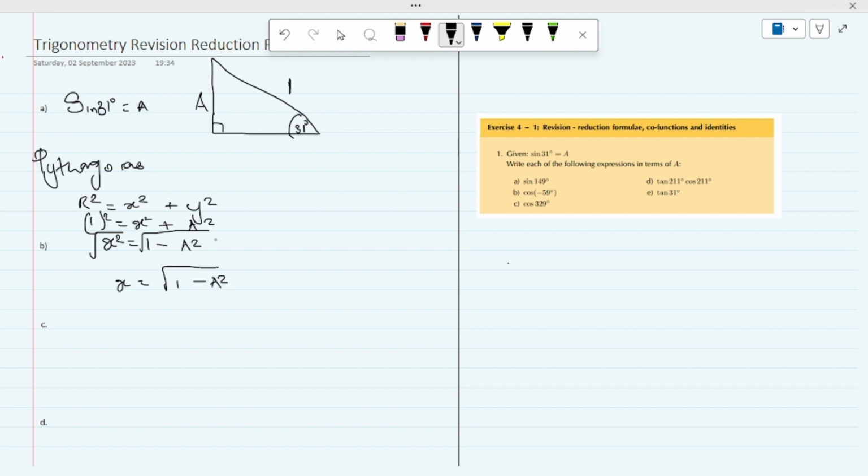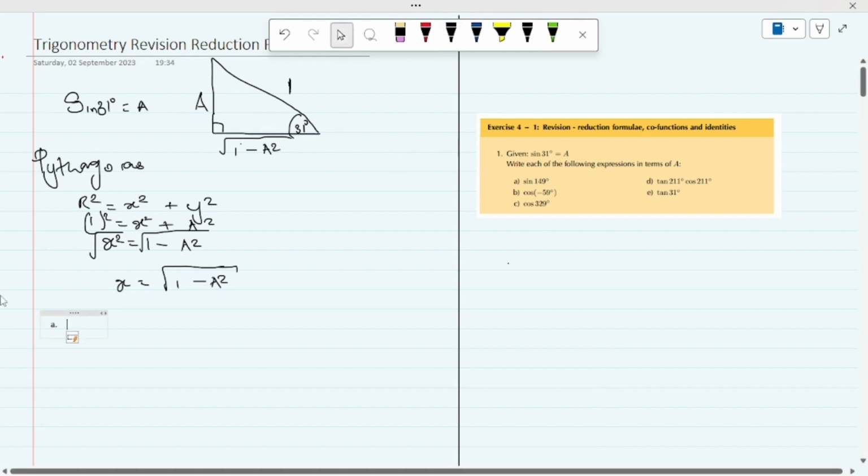This is the basics of Pythagoras theorem. There isn't anything complicated in Pythagoras. So now once you have known your side, that is the square root of 1 minus a squared, we need to come back to the question. The question now says, write each of the following expressions in terms of a.